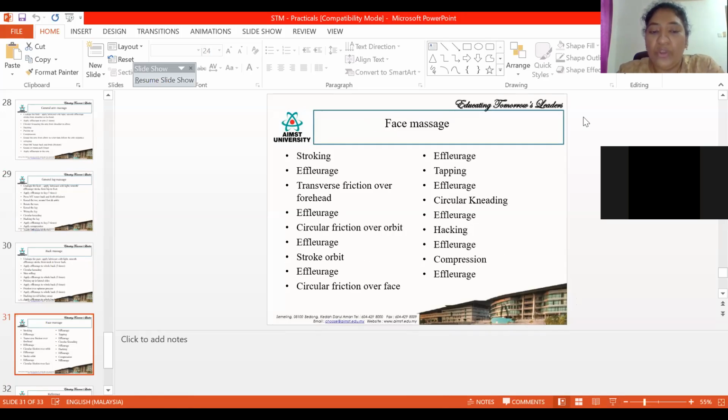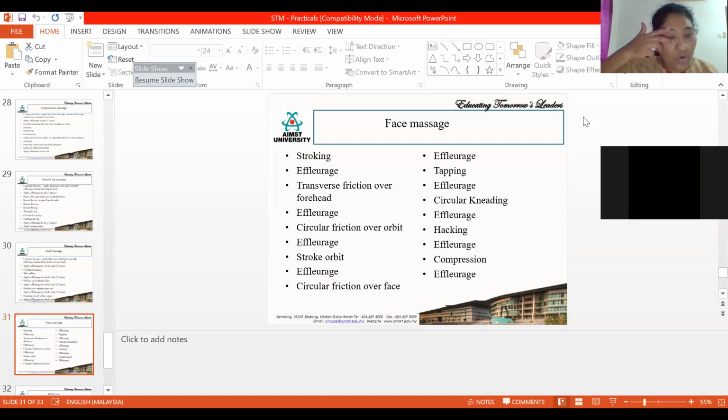Okay. So you will start with stroking, effleurage. You can give transverse friction over the forehead. Okay, so forehead, you can give transverse friction like this. Or you can use 2 fingers and you can do this kind of friction. Okay, all over the forehead you can do it. Then circular friction over the orbit, that one I showed you. Then you can go for stroking the orbit like this.